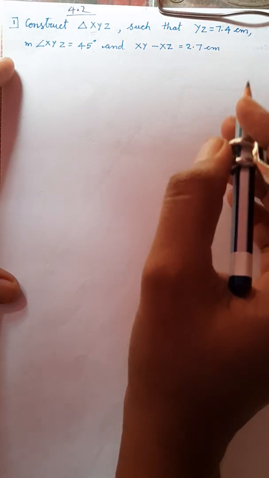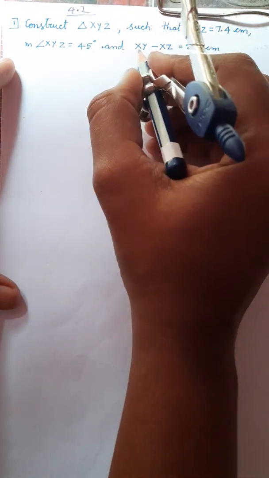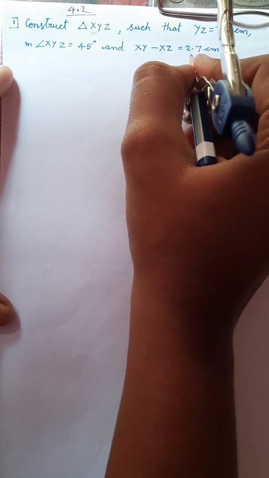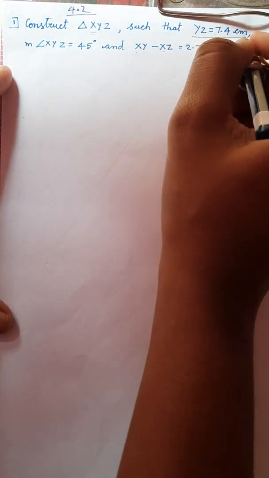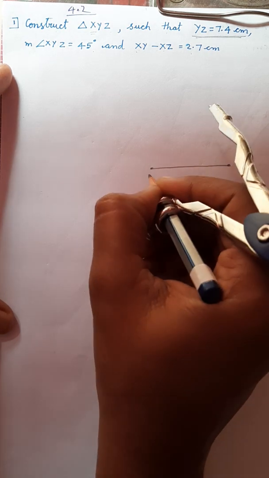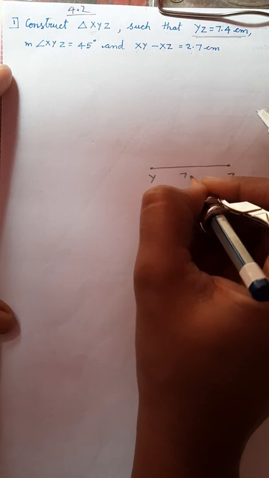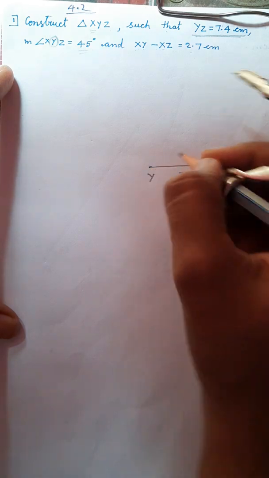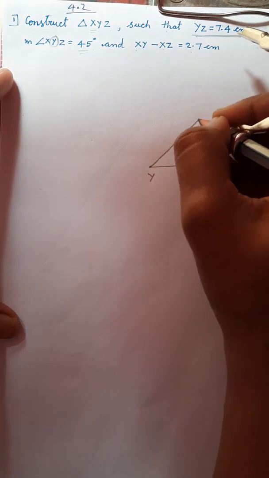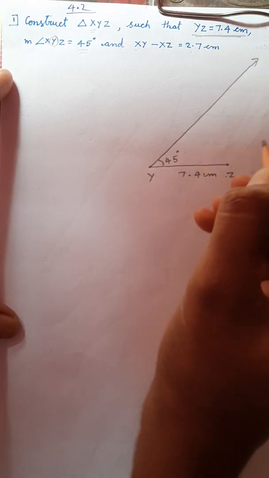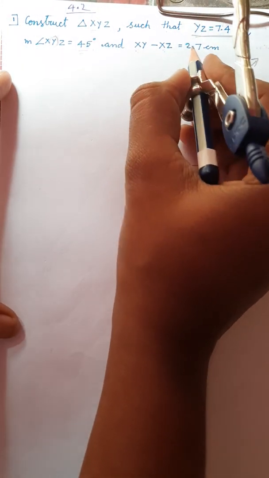Okay, but the difference between XY and XZ is 2.7 centimeters. So how to draw the figure? Let us take the base first, that is YZ, 7.4 centimeters, and next take angle Y equal to 45 degrees. On Y keep the protractor and mark 45 degrees, and extend it. Next, XY minus XZ equal to 2.7.